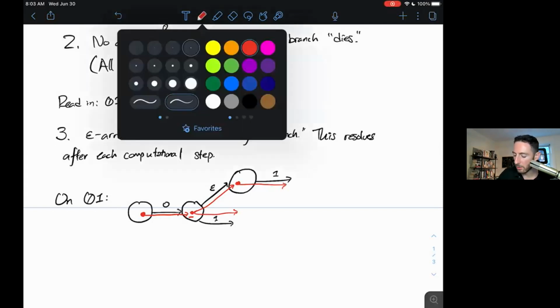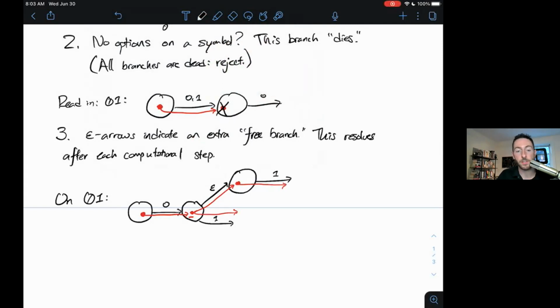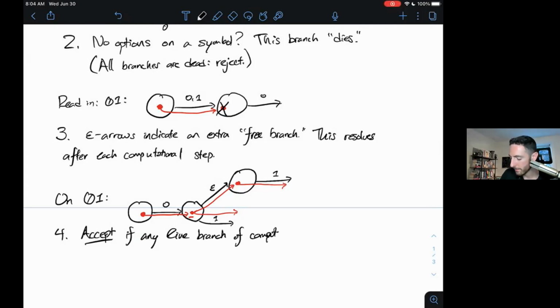And then finally, rule number 4 is just a rule that tells us what to do if we have multiple living branches left over when we finish reading our string. This is a possibility we've introduced, so we should decide what we do when it happens. So we'll say we accept if any live branch of computation accepts at the end of the input string.